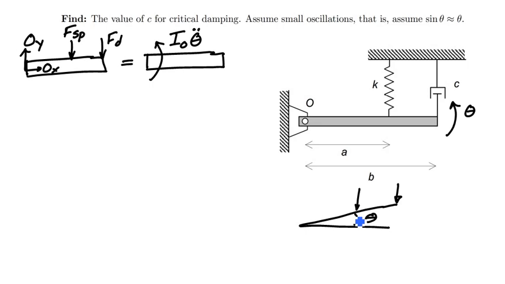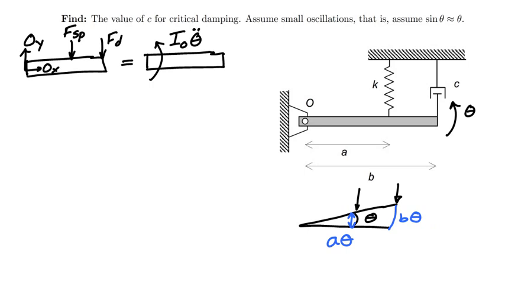For example, if I wanted to find the distance where the spring force is applied, we know that point is going to move, assuming small angles, an amount given by a theta. That's an arc length-like approximation. Likewise, if we want to account for how far the end is moving, the arc length approximation is going to give me b times theta.